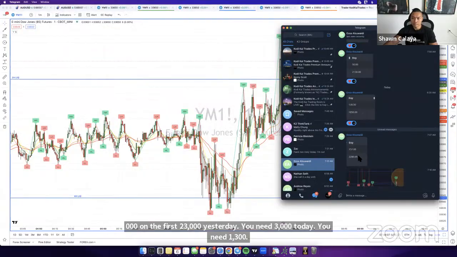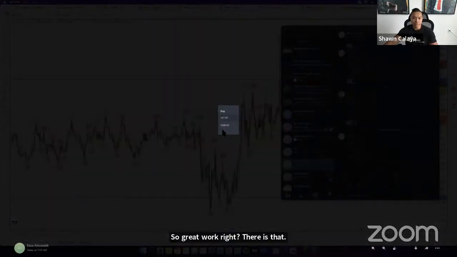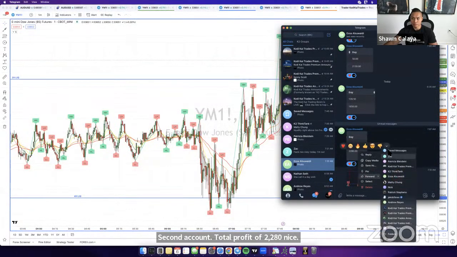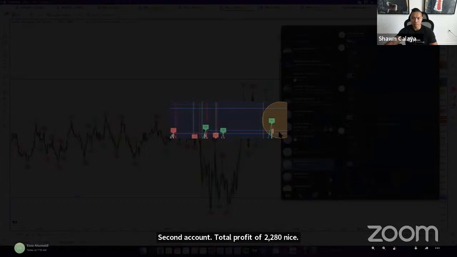Some more profits here from Esta. Total profit of 157 on his first account. Second account, total profit of 2,280. Nice work right there. So he took the V1 variation or the V1 setup that he saw right there.